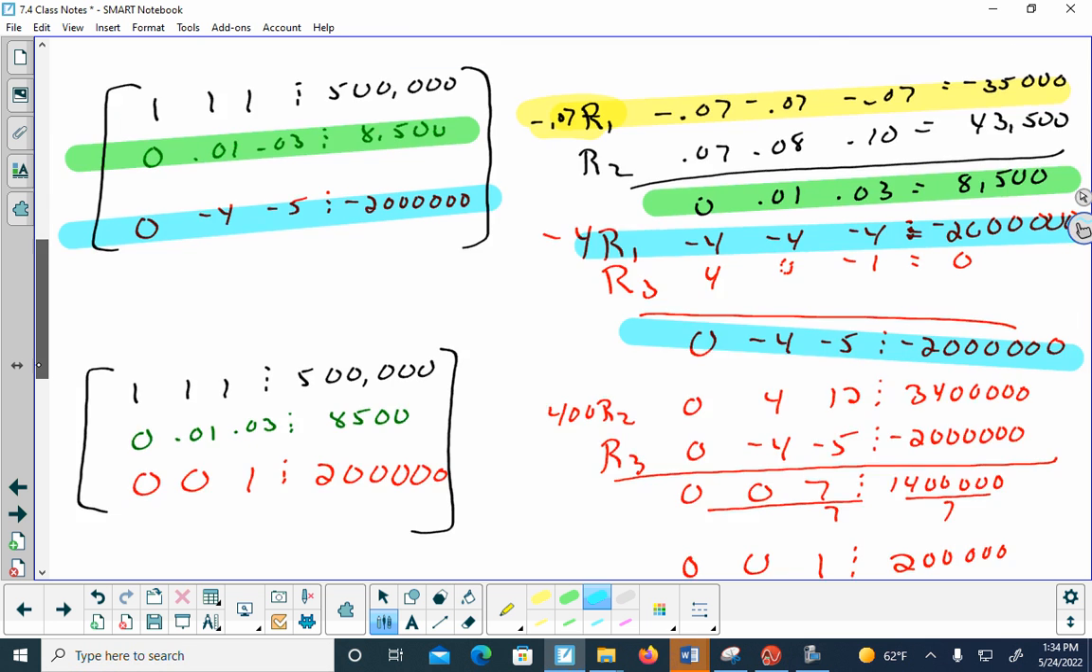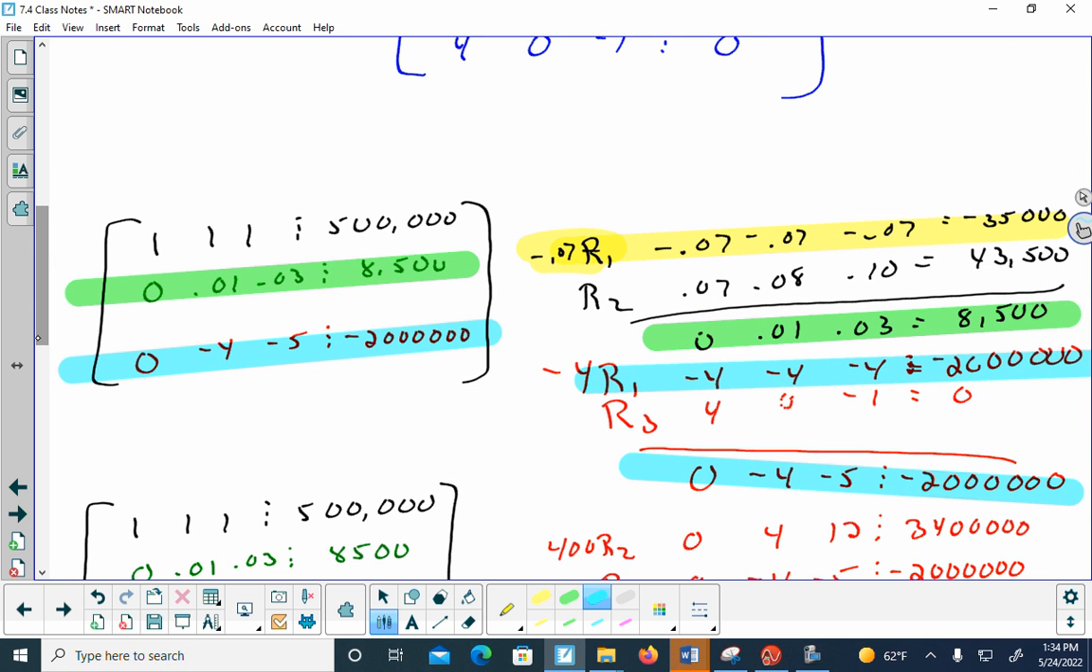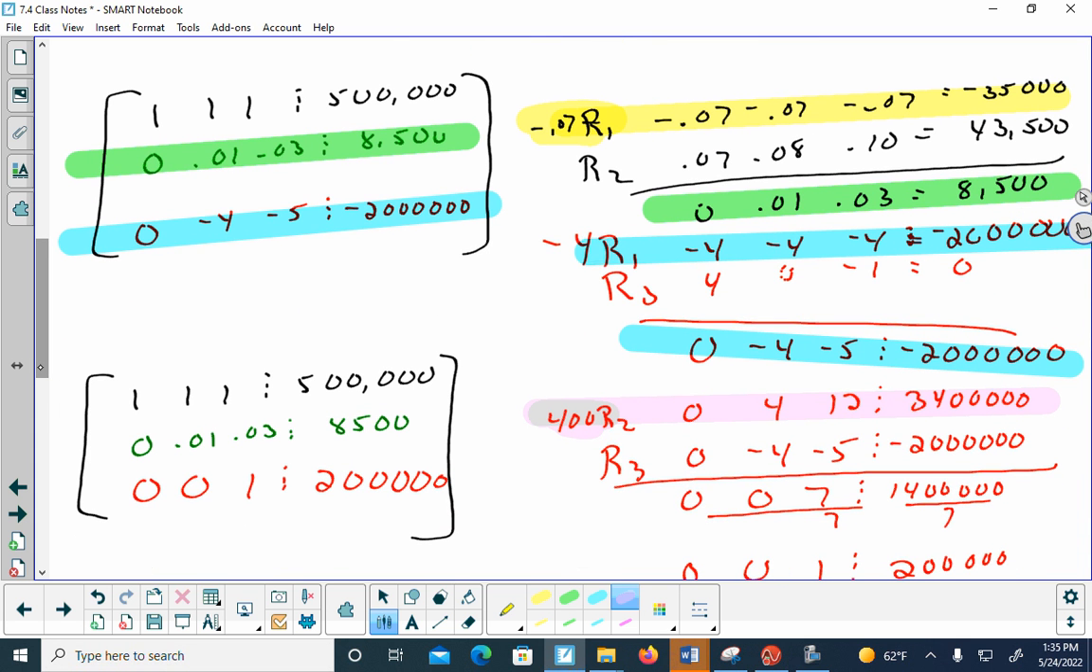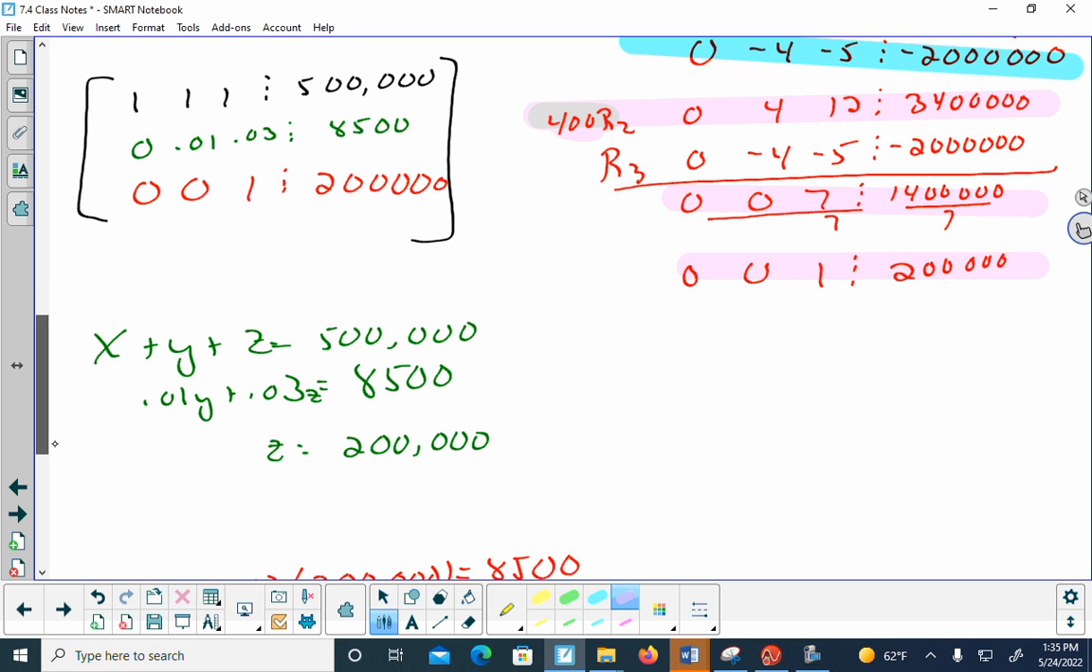Then I decided to do row 2 and row 3. And I had to figure out what I had multiplied 0.01 by to get 4, and I realized it was 400. So I multiplied row 2 by 400, and I got this. I added it to row 3, and I ended up with this divided by 7, and then I got this 001 is equal to 200,000, which told me that Z is equal to 200,000.